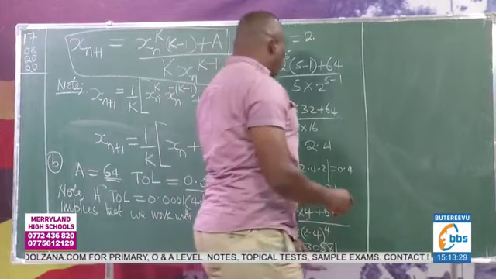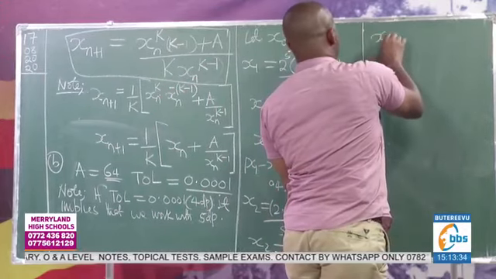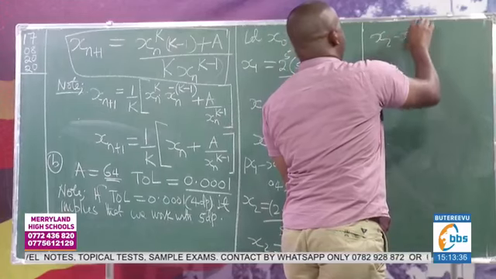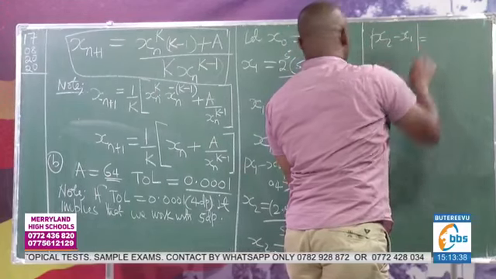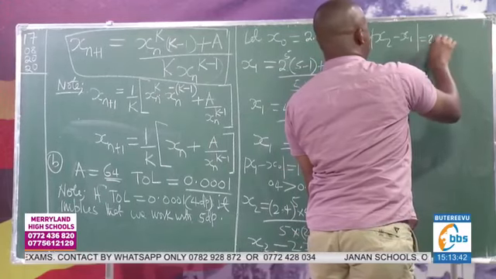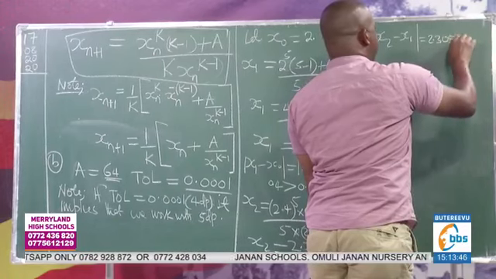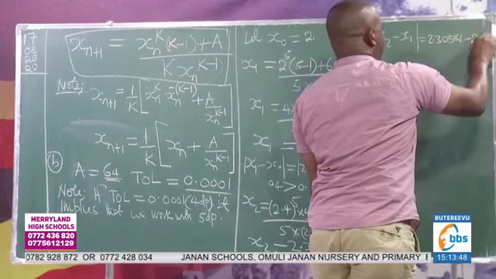We again proceed and look for the tolerance. x2 minus x1 modulus will give us 2.30581 minus 2.4.